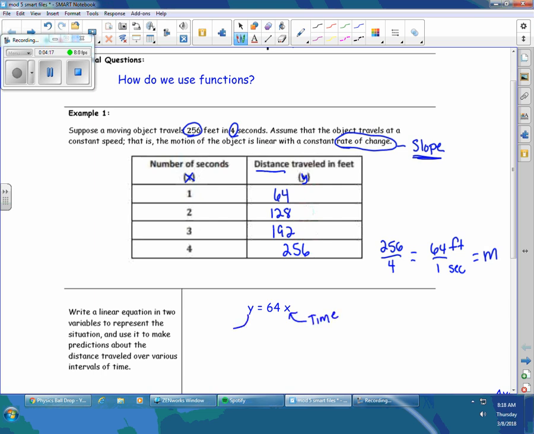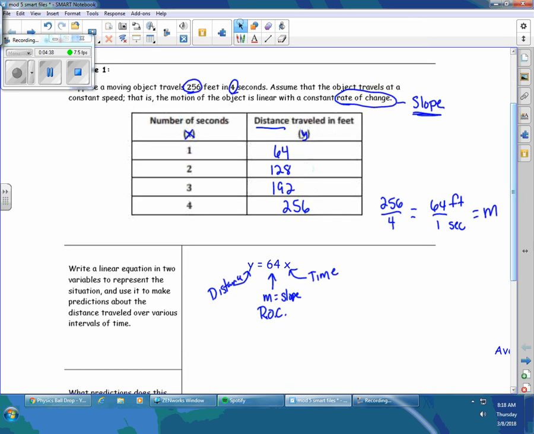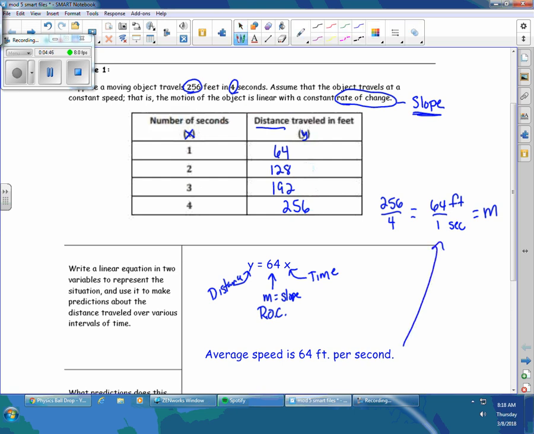and y is the distance that it travels. And of course, that's 64, or 64 over 1. That's my m, my slope. Or here, we're going to call it rate of change. Okay? This means that the average speed that that object is traveling is 64 feet per second. And that's kind of what I alluded to over here when I was talking about it.